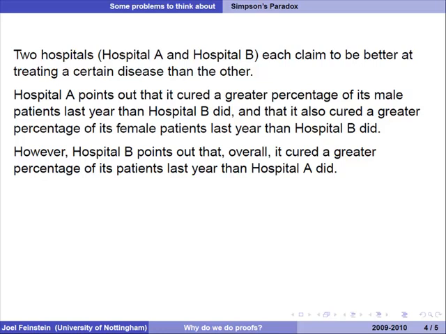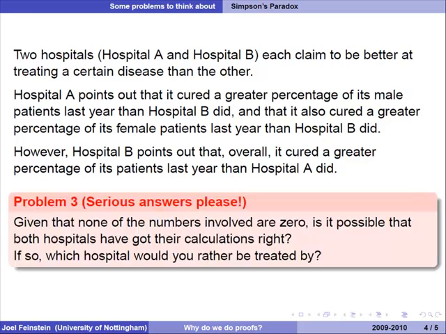Both hospitals had some men and some women, non-zero numbers, visiting with this condition and treated them. Everybody you visited was either a man or a woman. So no trick answers, no trick question. Given that none of the numbers involved is 0, is this actually possible? Must one of the hospitals have made a mistake? If it is possible, which hospital would you rather be treated by?